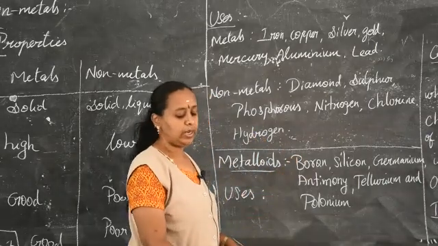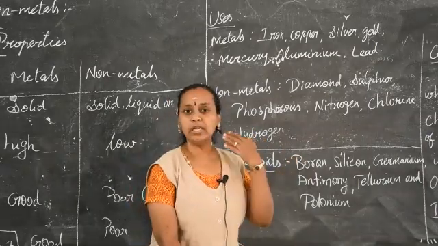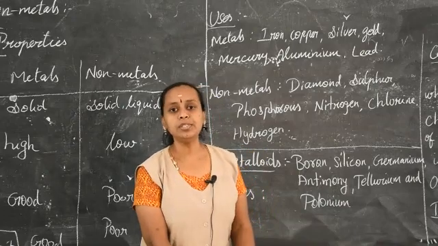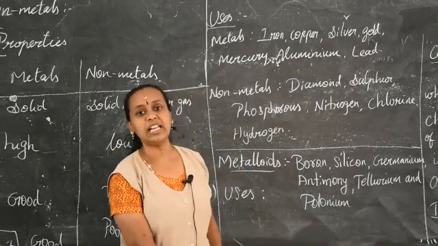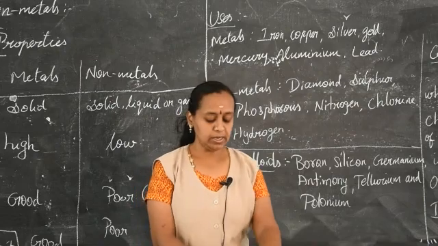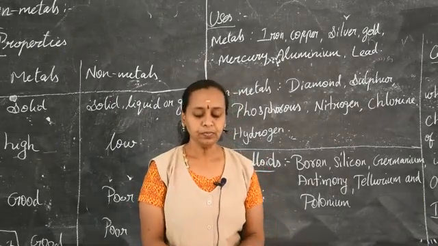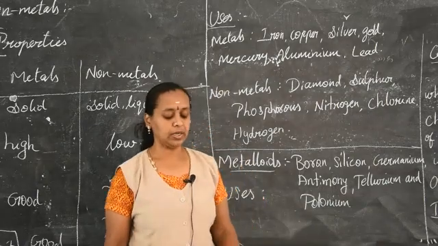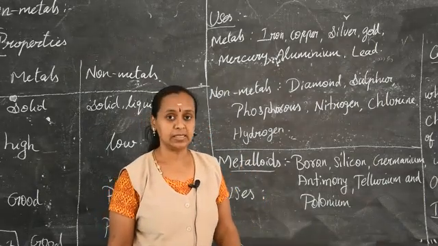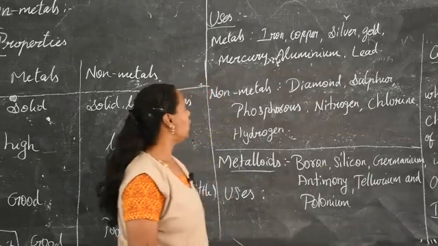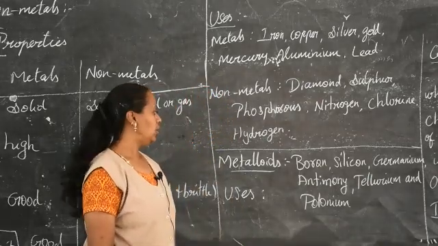The next is chlorine. Chlorine water, hear this word chlorine. Chlorine is used as a bleaching agent and for sterilizing water. The next one is hydrogen. Hydrogen is used as a rocket fuel, and also it is used for cutting and welding purposes. So these are the uses of metals and non-metals.